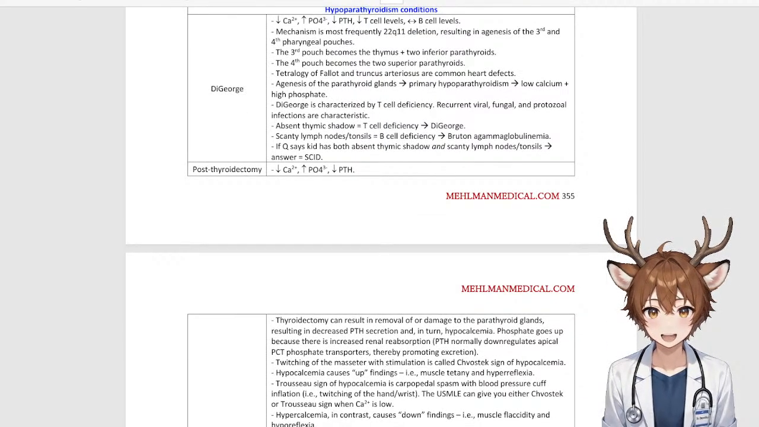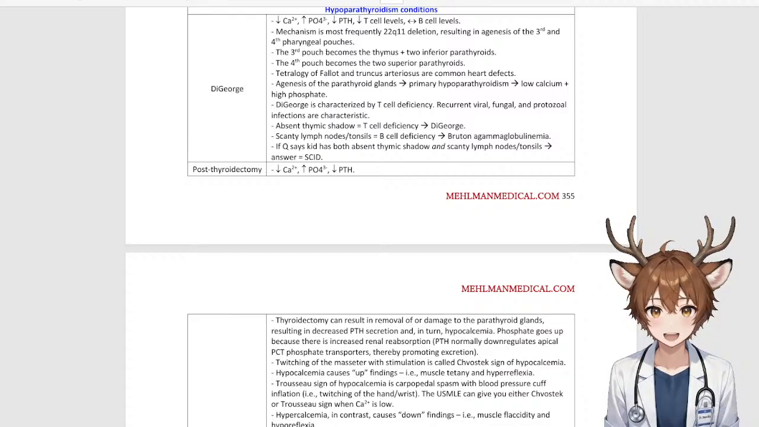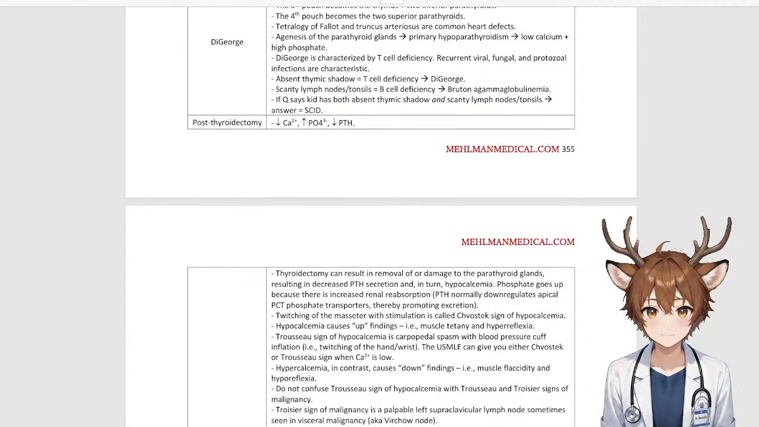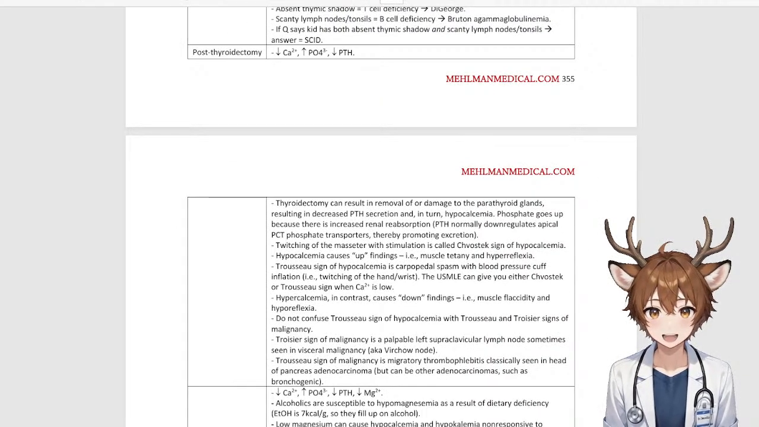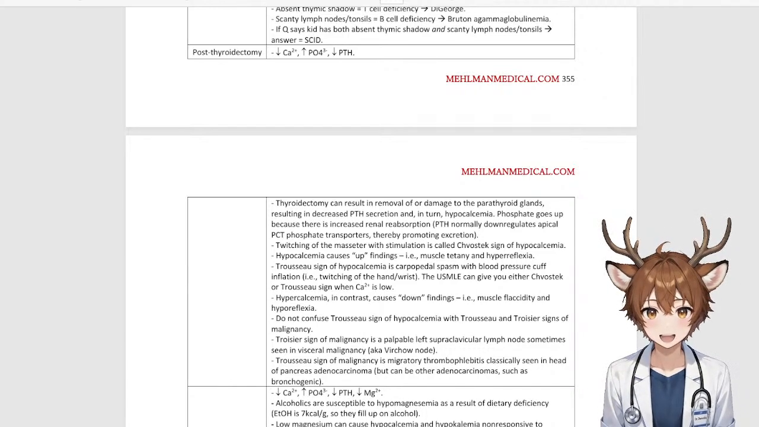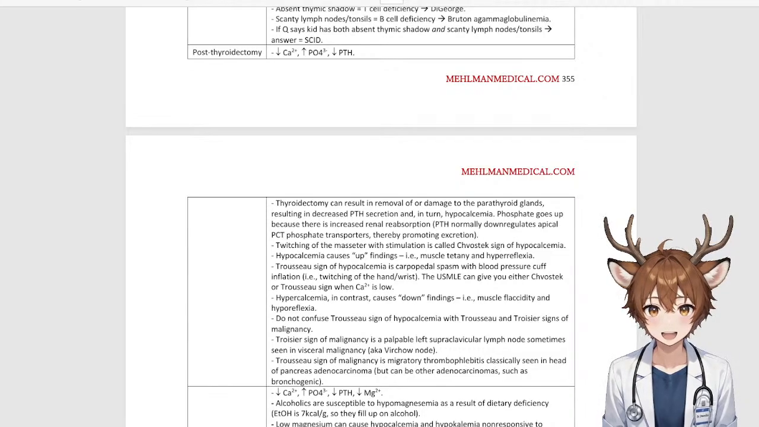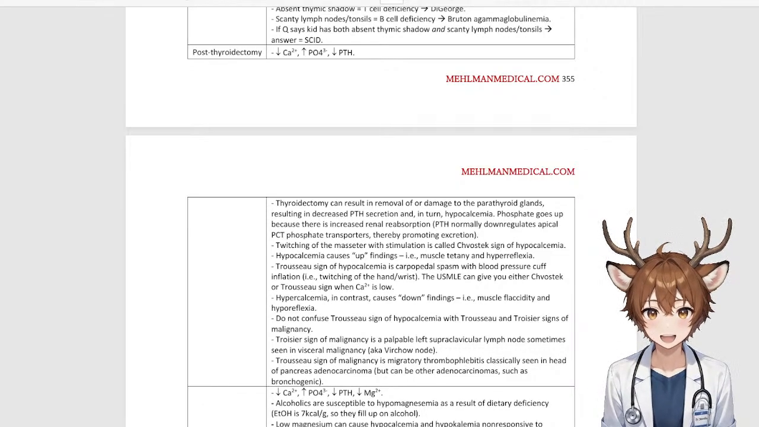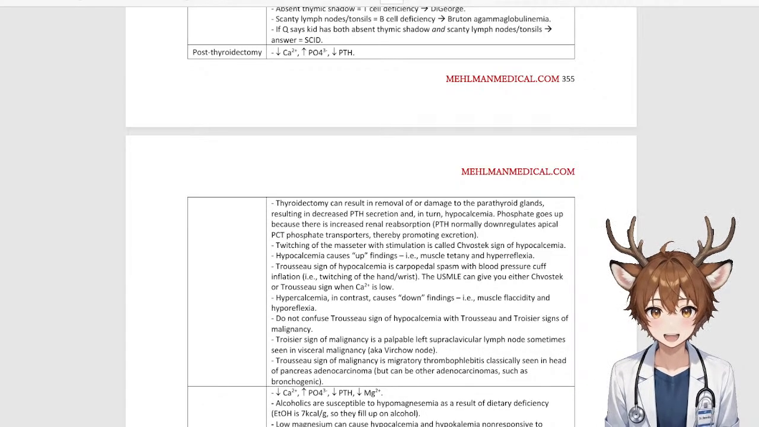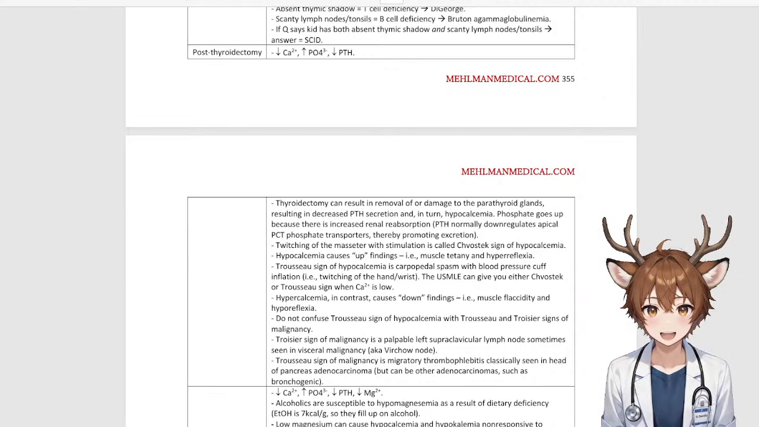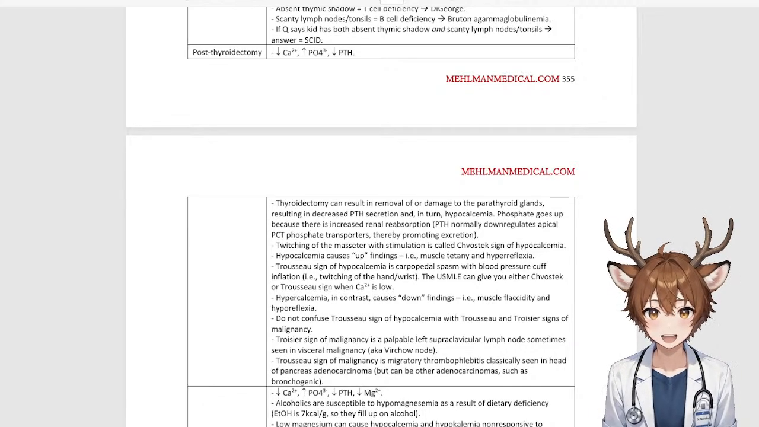Post-thyroidectomy: low calcium, high phosphate, low PTH. In this case, thyroidectomy can result in removal of or damage to the parathyroid glands, resulting in decreased PTH secretion and in turn hypocalcemia. Phosphate goes up because there is increased renal reabsorption. PTH normally downregulates the apical PCT phosphate transporters, thereby promoting excretion.